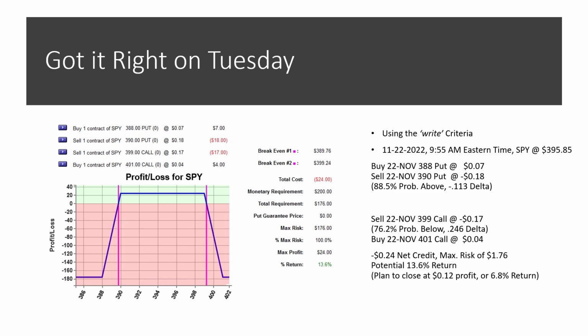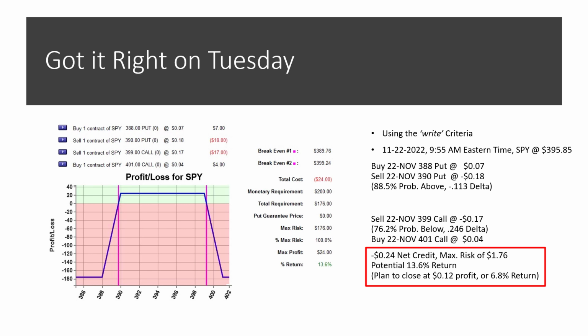At the same time, we'd sell the 22 November 399 call, SPY at 395.85. We'd take in 17 cents. This had a 76.2% probability below and a delta of 0.246. To complete the bear spread, we bought the November 401, keeping the same margin of 2 points, for 4 cents. We took in 11 cents of net credit on the bull put, 13 cents of net credit on the bear call, for a total of 24 cents net credit on the Iron Condor, with a true risk of 176.